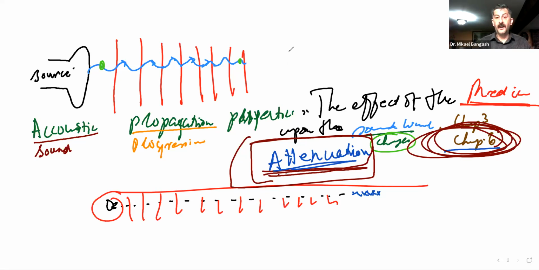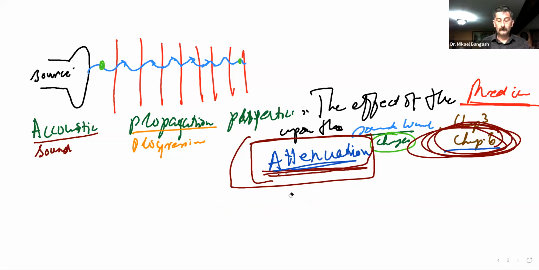Now, girls, it's not a one-way traffic. If the medium can affect the sound, the sound wave can also affect the medium. And that is what we can call biologic effects. These biologic effects can also be referred to as bioeffects.